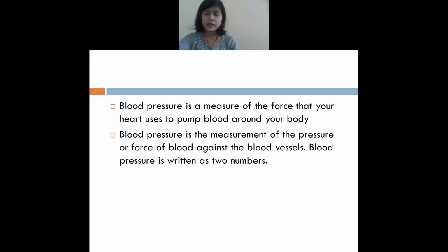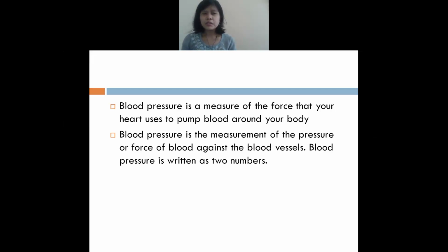So when your heart pumps blood, when it gives force, that one is known as measure. Means we measure the pressure of that blood when it pushes to the different parts of the body. That force, or the pressure, is known as blood pressure. Okay, did you understand? Yes, did you understand, everyone?